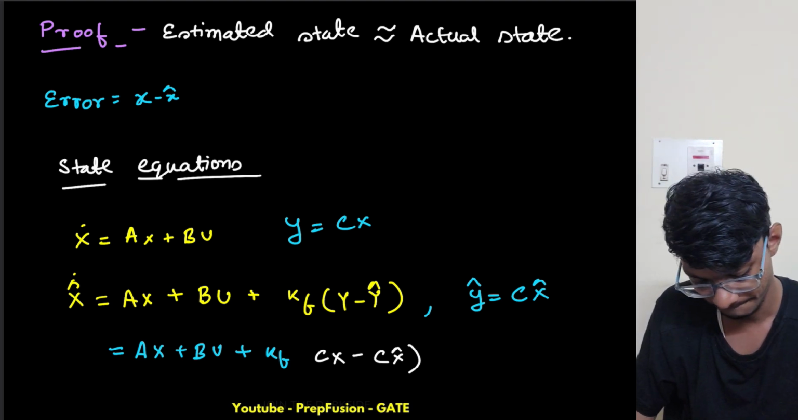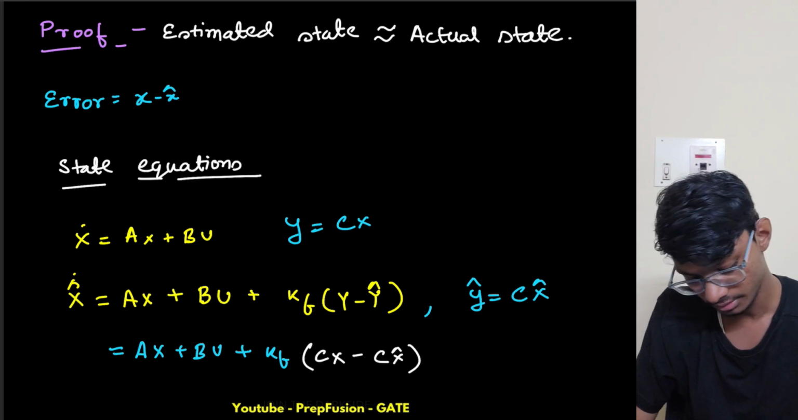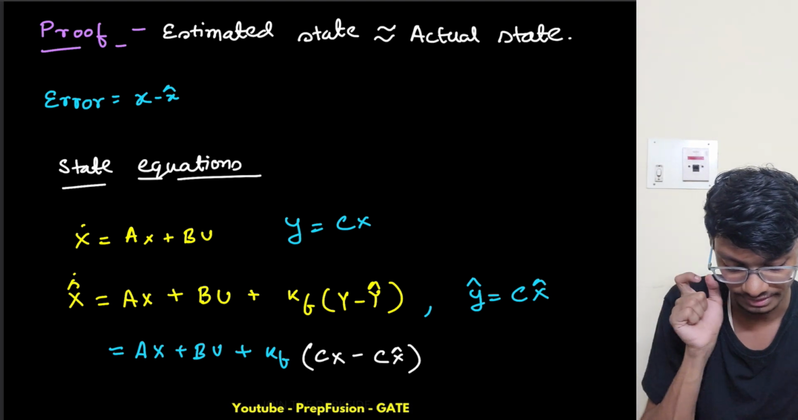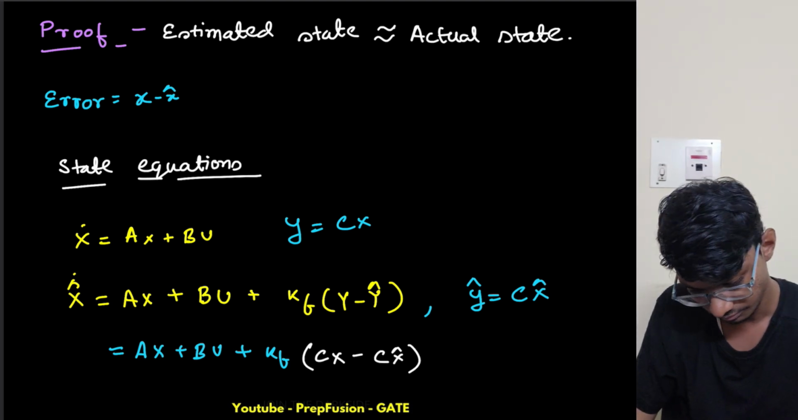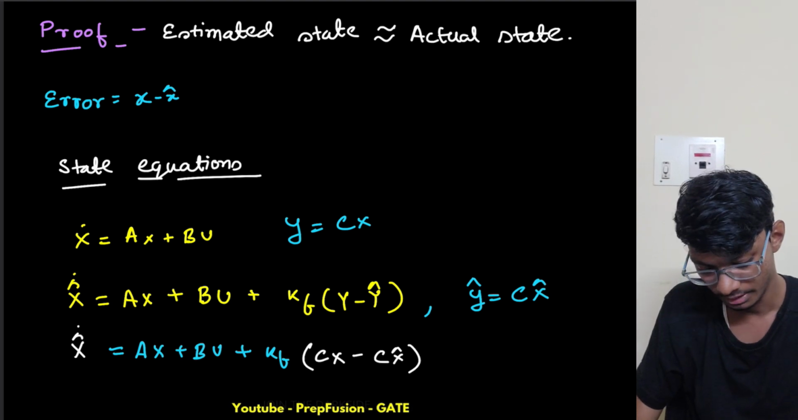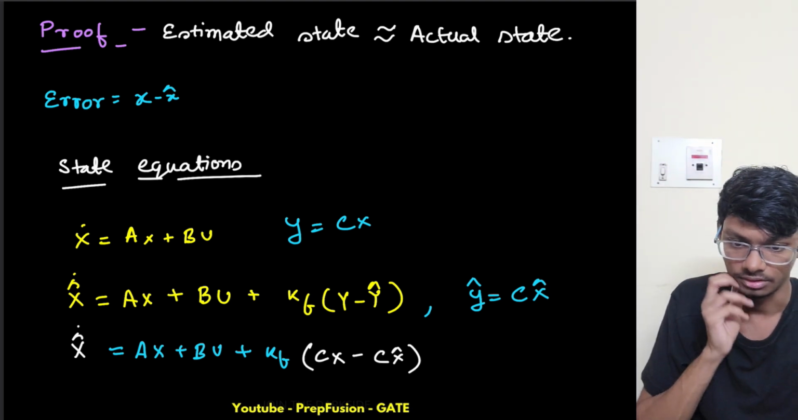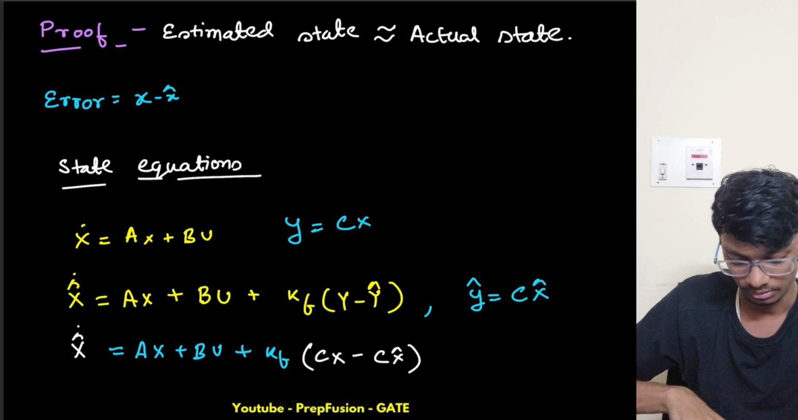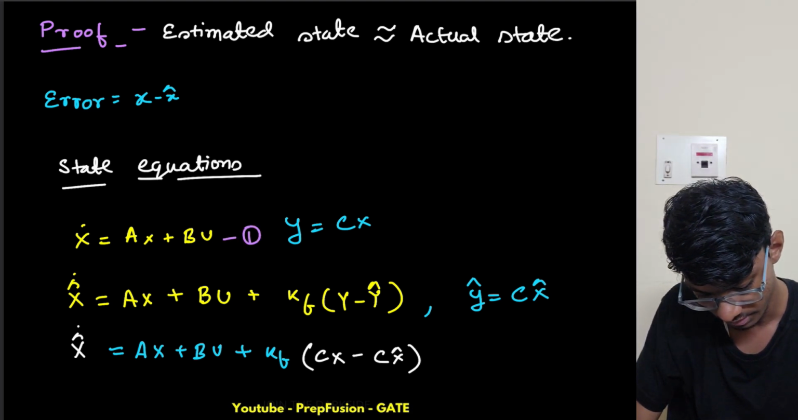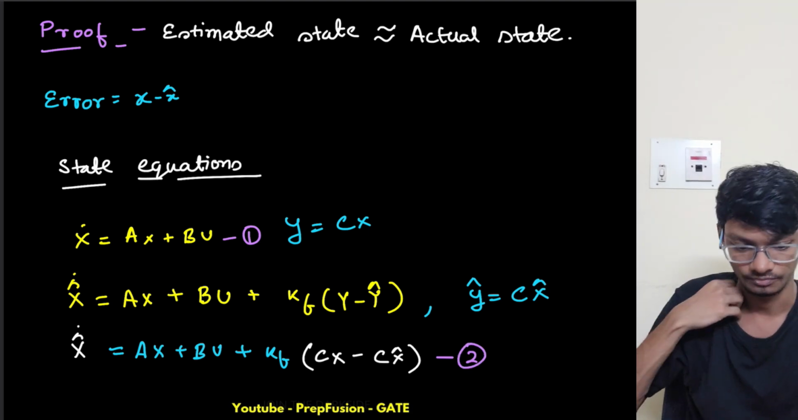Okay, and so what I will do, I will basically get x minus x hat, right? So this is my x hat dot basically. So now I will change this, okay. What I will do is, this is my equation 1, and let's name this as the equation 2. I will subtract equation 1 and equation 2, okay.